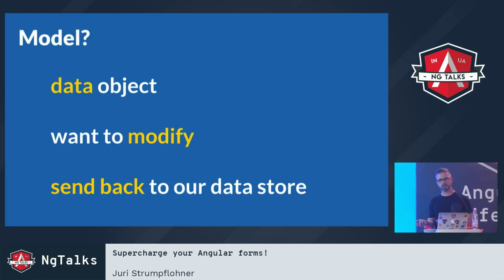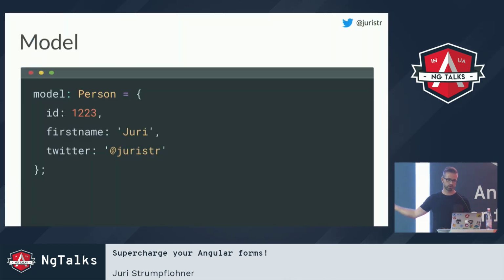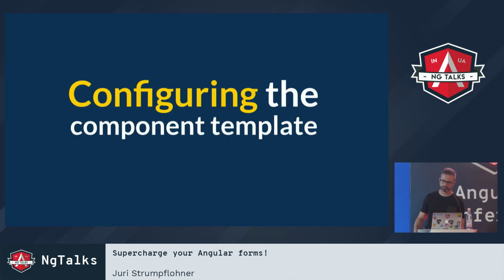And then we have the model part. That's quite easy. That's the data model we want to display, in this case the person object. This is the one we want to modify and send back to the server or some API, right? It could look like this, for instance. In the template part, we also have to do something with Formly.